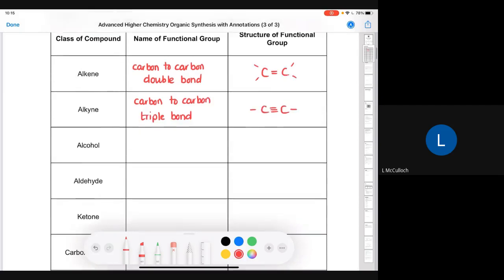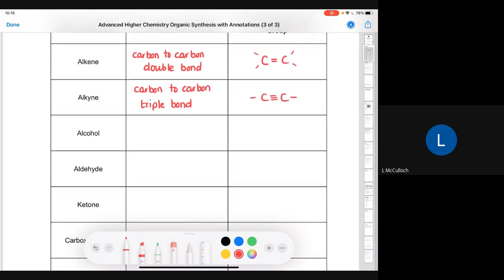Right, on to our alcohol. Now, the functional group in an alcohol is a hydroxyl group. It's not a hydroxide, it's a hydroxyl. And that is an O to H.